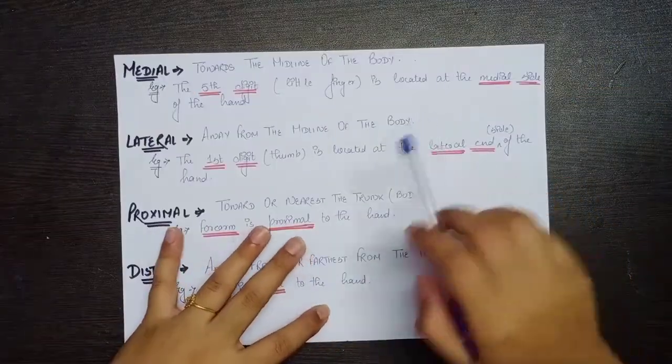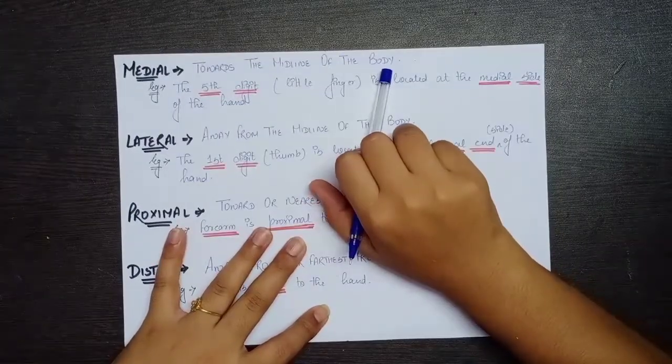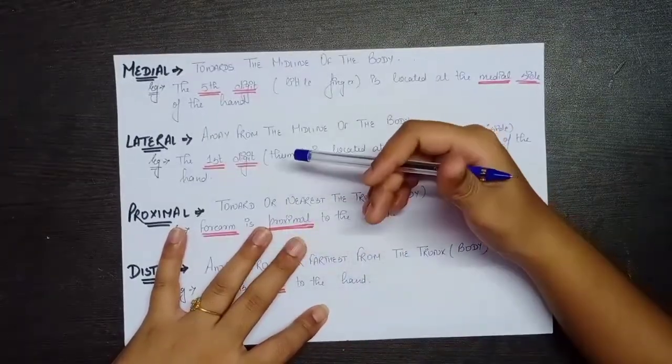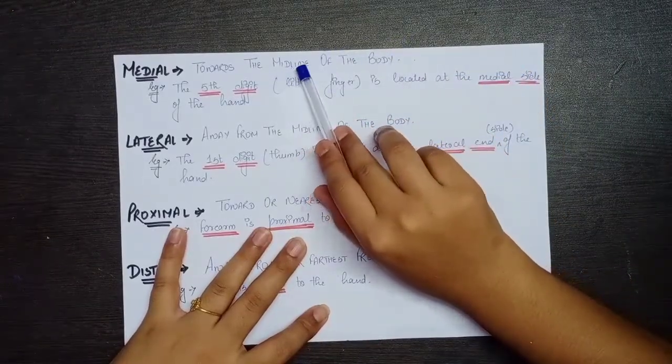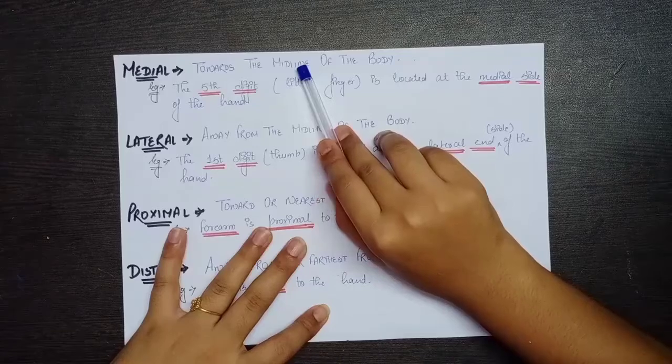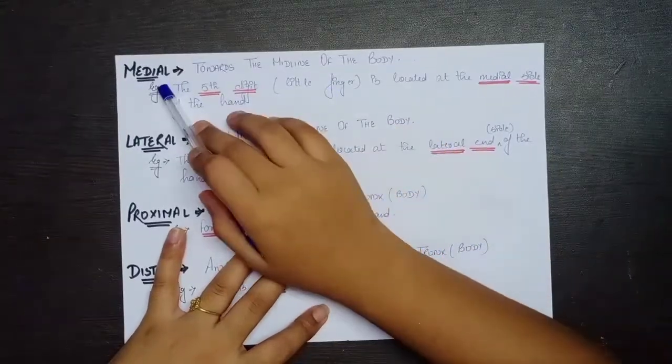Next comes medial. Medial means towards the midline of the body. People, don't get confused. We are just going through the definitions and then we'll go through the diagram. The line that passes through the middle of your body is your midline. If anything is towards the midline of the body, it would be termed medial.